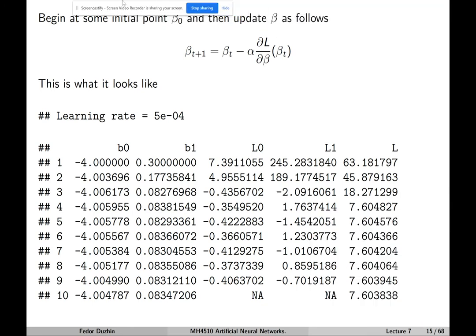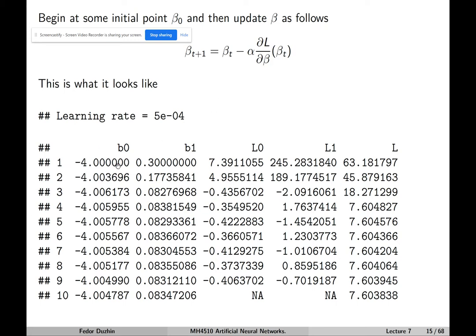So we are going to begin at some initial point beta 0, and then we're going to update beta as follows. Beta 1 is going to be beta 0 minus alpha times dL d beta evaluated at the point beta 0. Beta 2 is going to be beta 1 minus alpha times dL d beta evaluated at the point beta 1, and so on and so forth. So we can fill the following table.